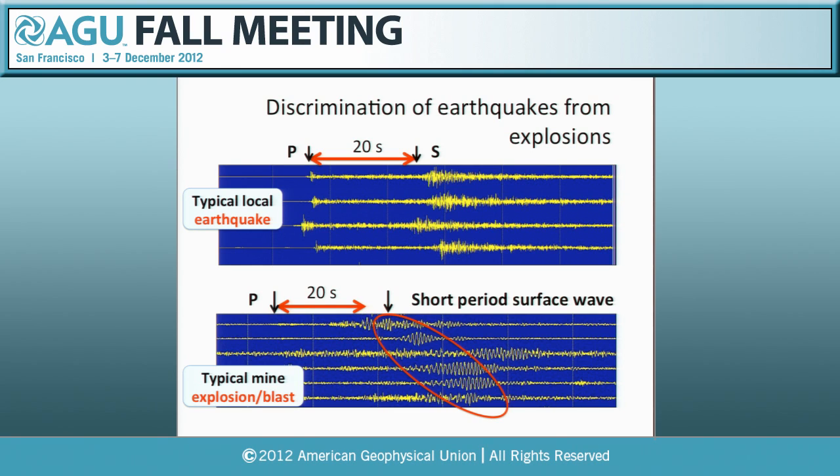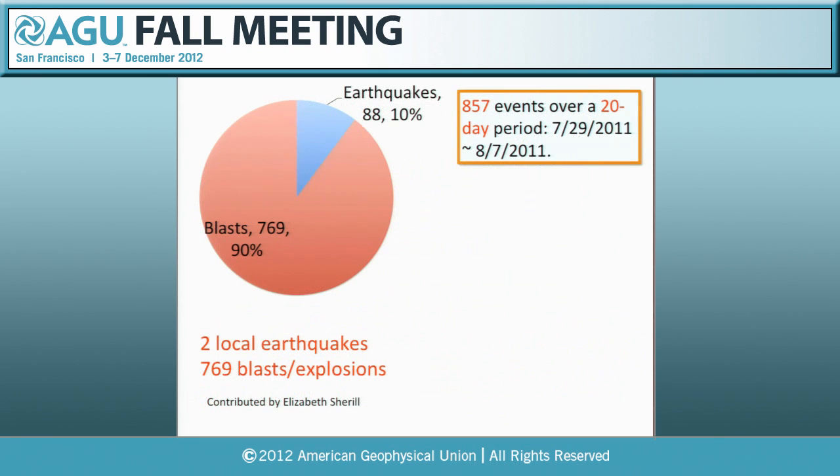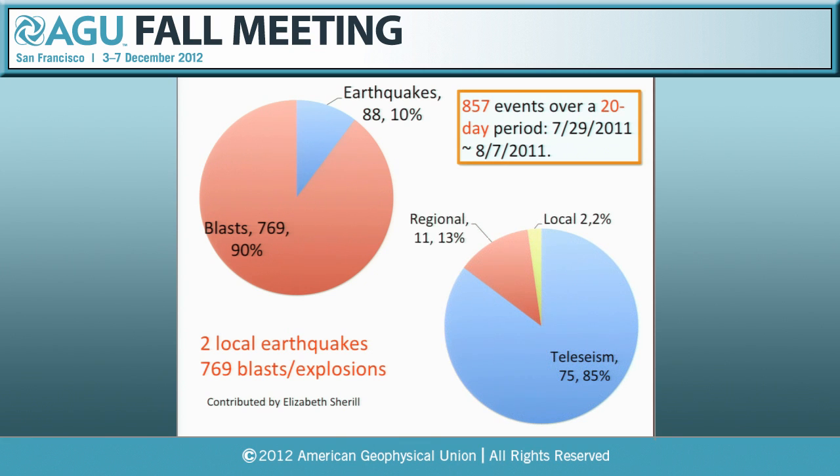But I have to say that this method was not applied for all of the blasts or explosions. Using this method, we did a test in a 20 day period, and among the 857 events, less than 10% of them are earthquakes. That means that more than 90% are blasts. Among this less than 10% of earthquakes, only 2% of them are local earthquakes. So on the local scale, that means 2 local earthquakes and 769 explosions or blasts. That means only less than 1% of them are local earthquakes.